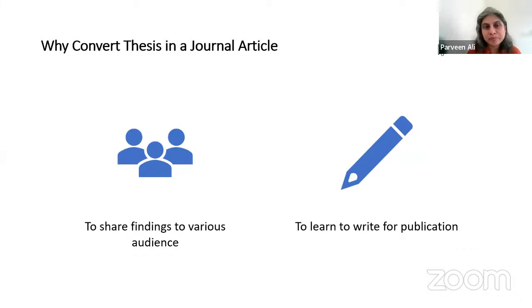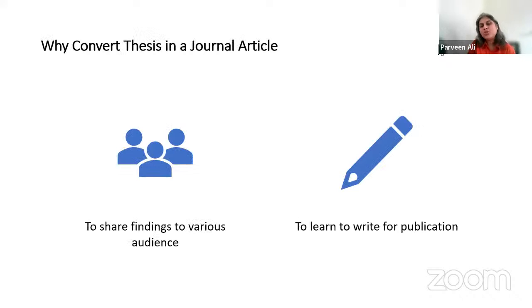So why do we do this? Why do people want to convert their thesis or dissertation into a journal article? Sometimes it could be an assignment as well. There could be various reasons. One is that they would like to share the findings with various audiences. They would like to learn how to write for publication and get into the habits of publication, or they're just interested in publication and are using that opportunity to see how that works. So basically learning to write for publication. There could be other reasons as well, but these are the two main things which I'm usually aware of, and that's what people want to do.